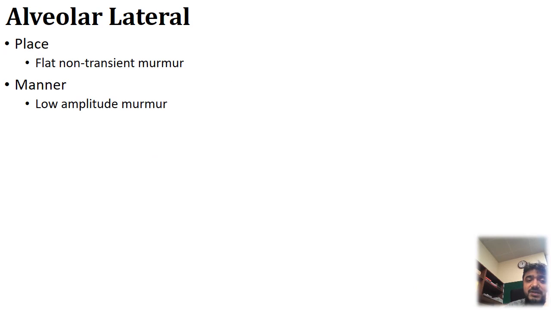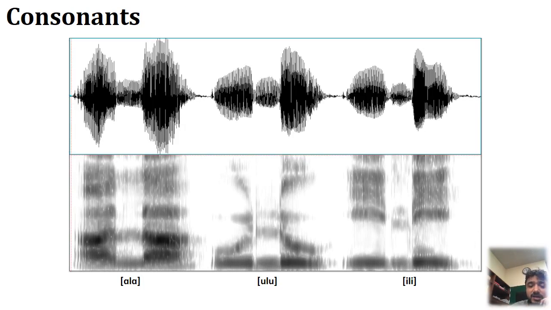For alveolar lateral like la, you see a flat non-transient murmur, and the manner is low amplitude murmur. So this would be very similar to ma. So la and ma are difficult to differentiate.